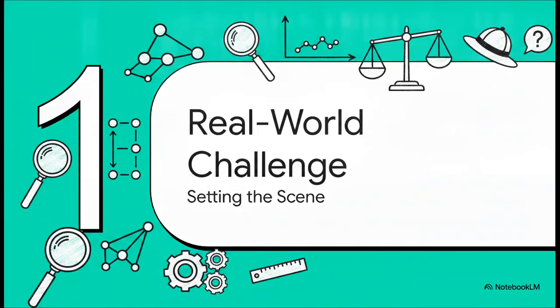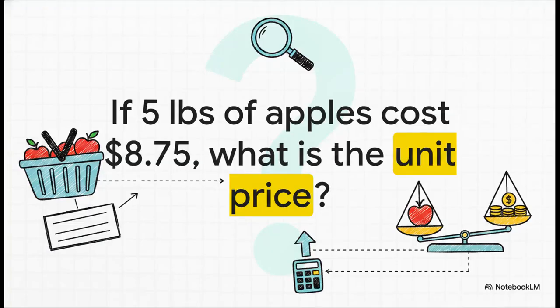All right, Section 1, the real-world challenge. Okay, picture this. You're at the grocery store, right? You see a massive bag of apples, and the sign says 5 pounds for $8.75. Sounds like a decent deal, but how do we scale down that bulk price to find a single consistent unit price? Like, what are you actually paying for exactly 1 pound?